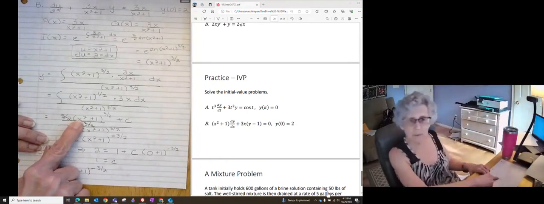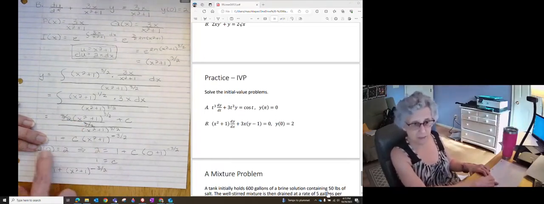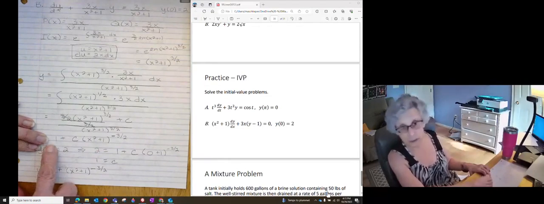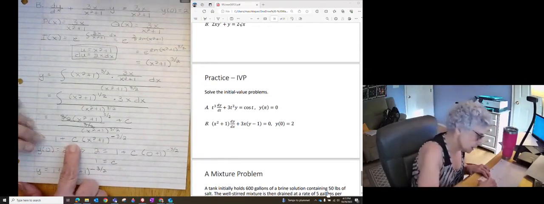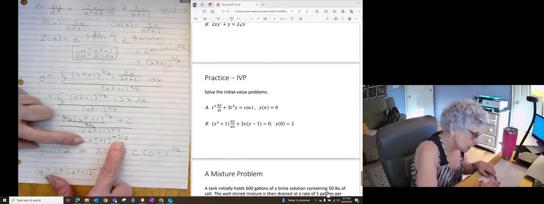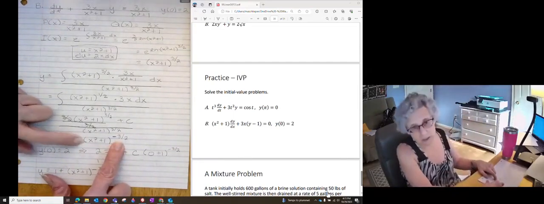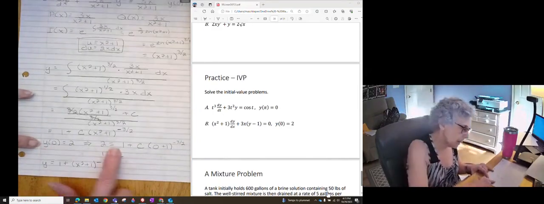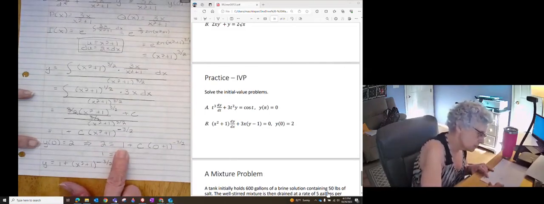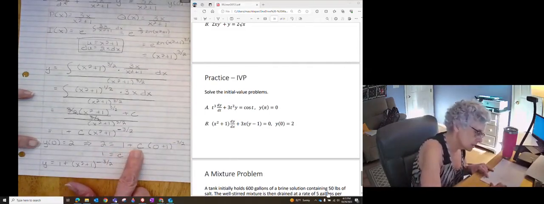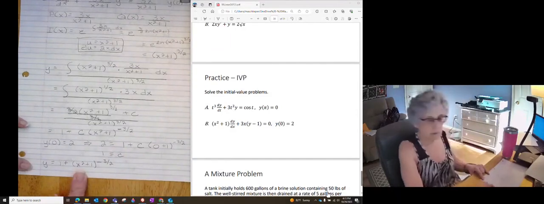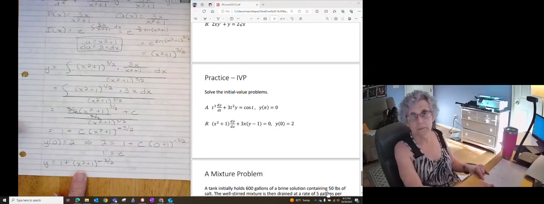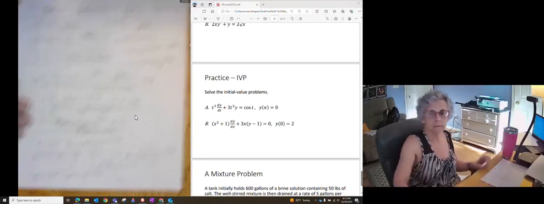And then it still has Q in the bottom. So I ended up with x squared plus 1 to the 3/2 over x squared plus 1 to the 3/2, which is just 1. And then C times x squared plus 1 to the minus 3/2. I plugged in 0. 2 had to come out. So 2 had to be equal to 1 plus C. So C had to be equal to 1. Not too bad.